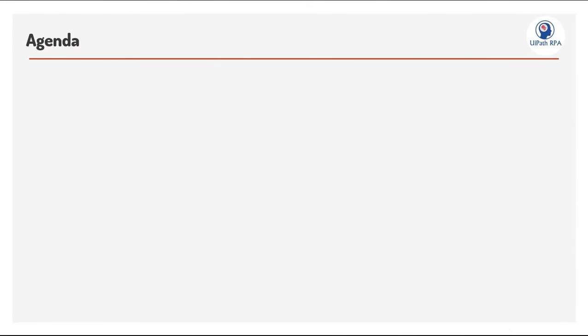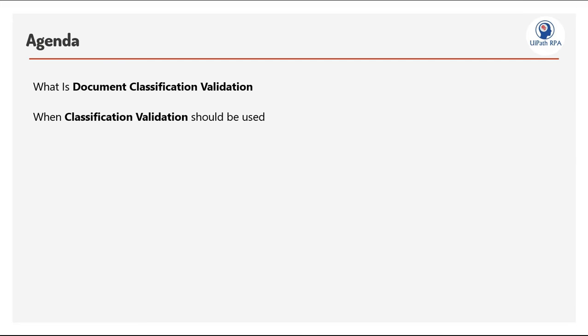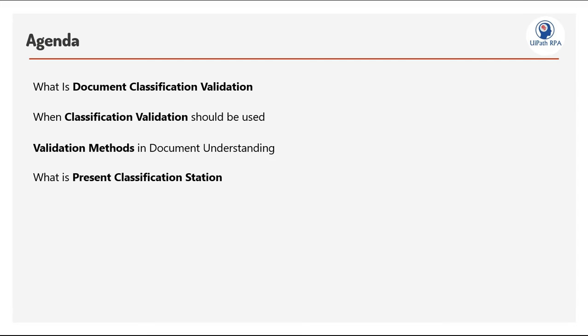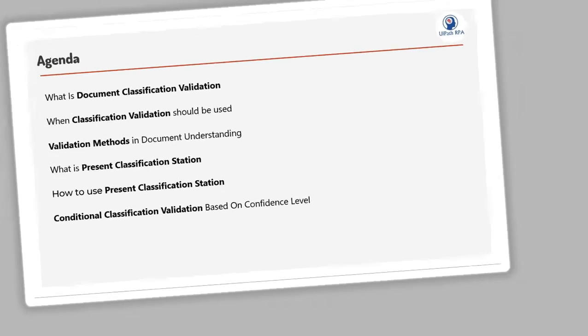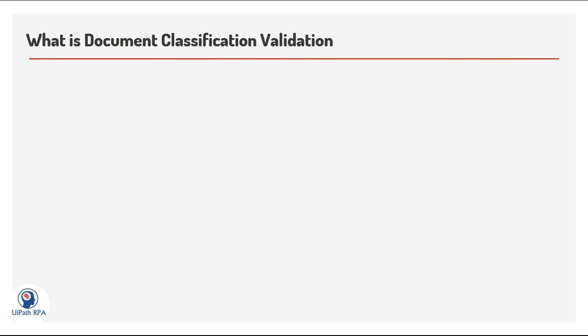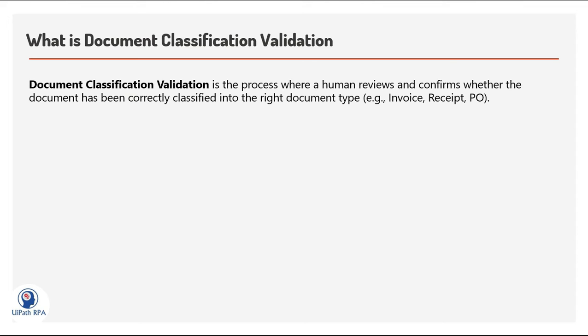Now let's see the agenda. We'll learn what is document classification validation, when classification validation should be used, validation methods in Document Understanding, what is Present Classification Station, how to use Present Classification Station, and we'll also see the most important one, conditional classification validation based on confidence level.